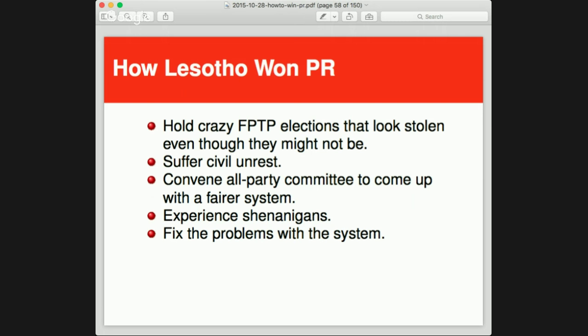Then they had some all-party committee, and the all-party committee came and they made a fairer system. They had some problems with it. There was this weird result with the shenanigans, and then they fixed it, right? So it's the case that even though you get first past the post, it can be gone, then it can be reevaluated. Byron.